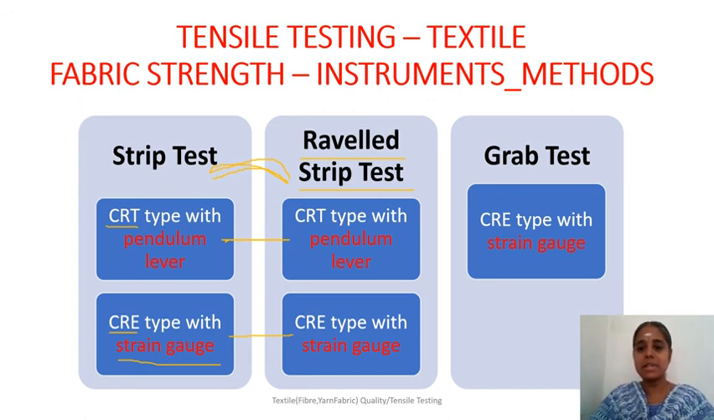Next is the grab test. Here also the instrument is common, but the jaw is different for the grab test. For the strip and ravel strip tests, the jaw is also the same, only the sample is different. Whereas for the grab test, the sample is different and also the jaw is different. So these are the various fabric tensile testing instruments that we will look into.